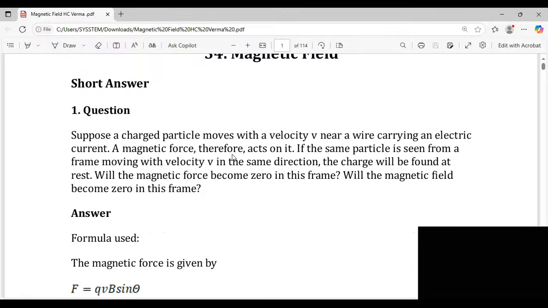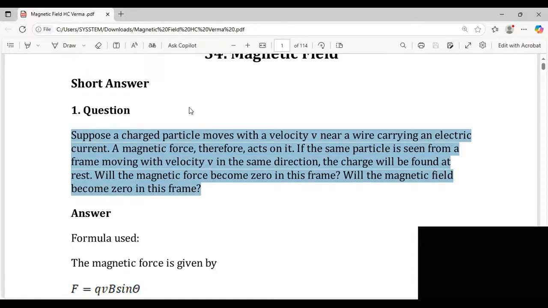Let's see the question answers, and these questions and answers are from H.C. Verma. Let's see the first question.